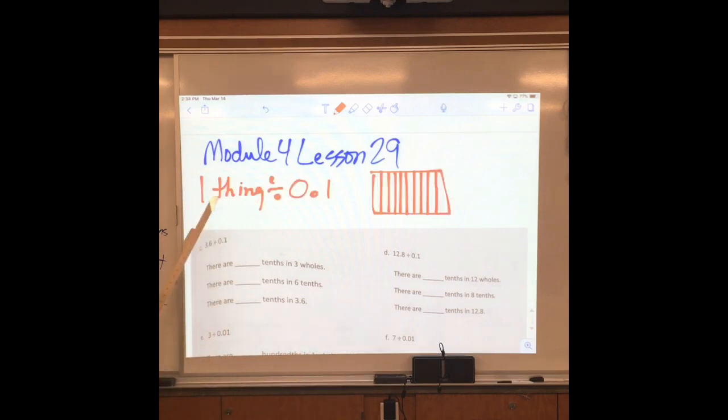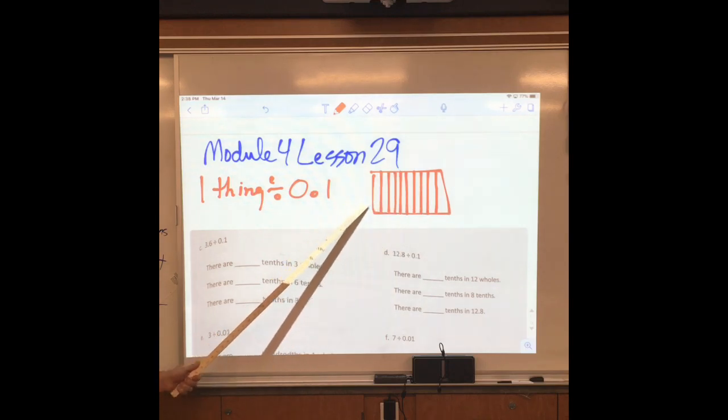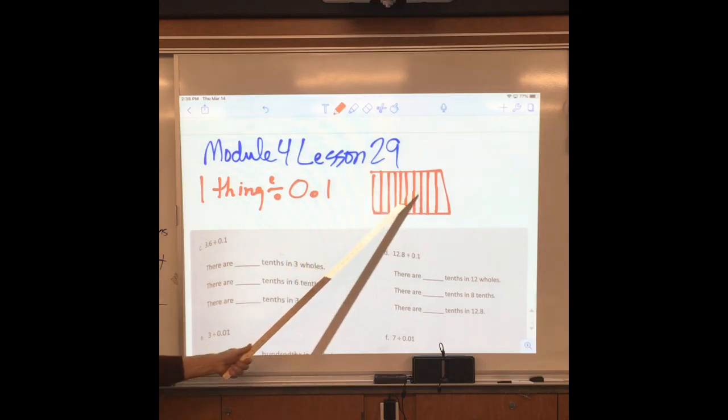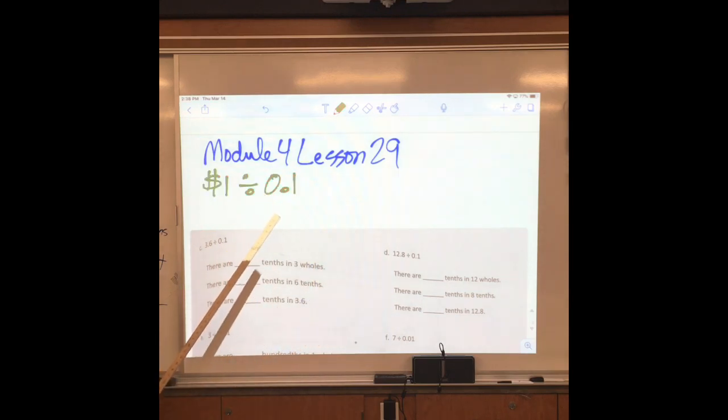All right, I have one thing, I'm going to divide it into tenths. As you can see, I had my one thing and I cut it up into 10 pieces, right? So how many pieces do I have? I have 10, right? Maybe you're going, wow, that's a little weird, Mr. McGuire. How else could we talk about it? Oh, let's talk about it in a different way. If you notice, I changed my color. I made it green like money.